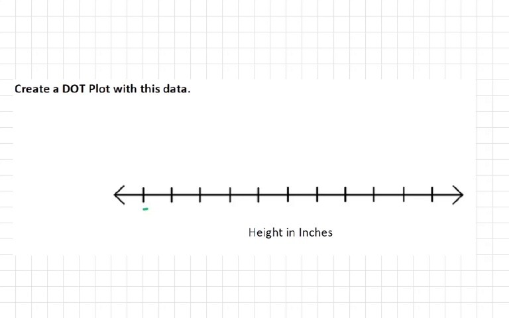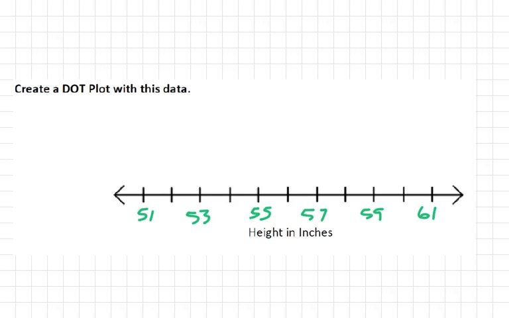So I'll start over here, 51. I'm going to skip this one, but that would be 52, and I'm going to label this next one as 53. I skipped 54, and then I'll label 55. I skipped 56, and I'll label 57. I skipped 58, and I'll label 59. And then I'll skip 60 and label 61.